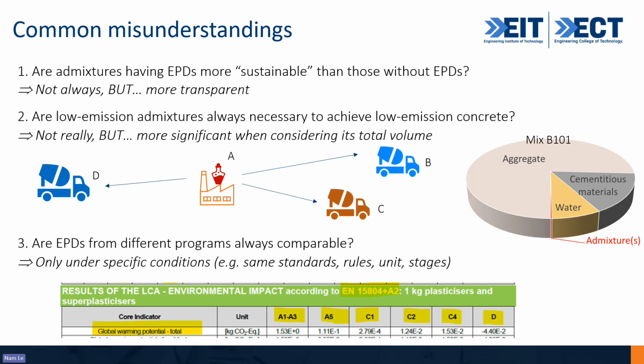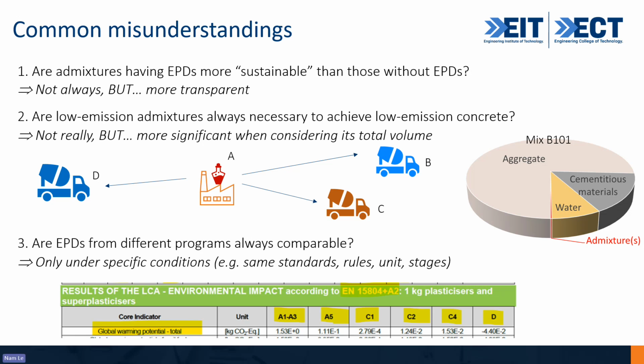But if we have the EPD, and especially if we have the specific EPD, we will know exactly how many kg of CO2 are relevant to this product. That's not really more sustainable, but more transparent, right? I calculate and I know that 1 kg of this product corresponds to this many kg of CO2.